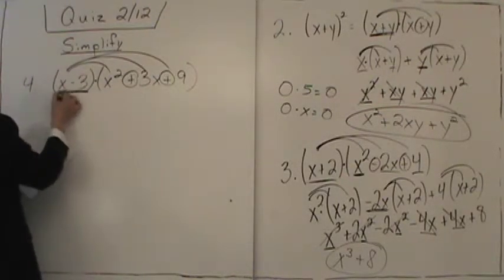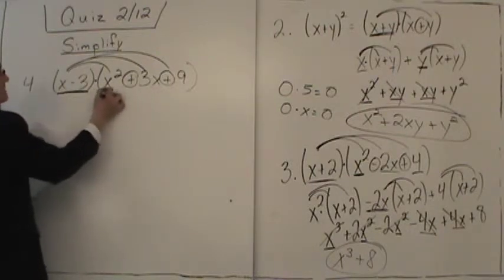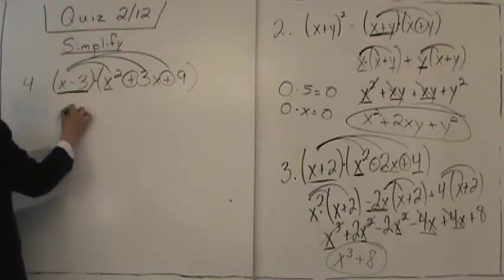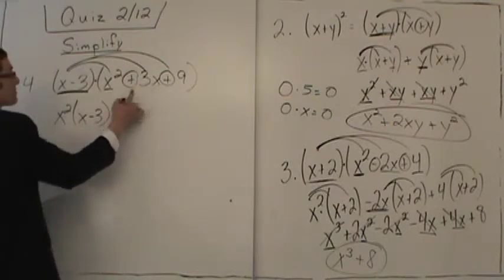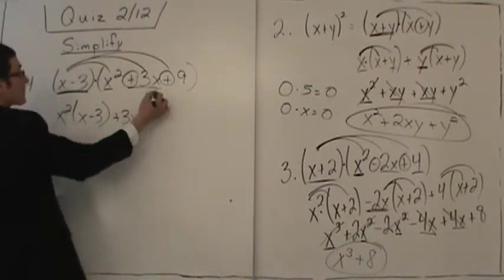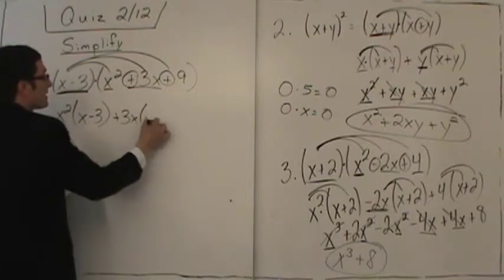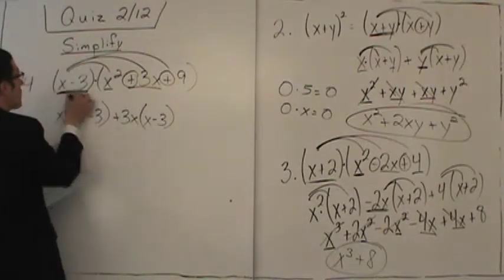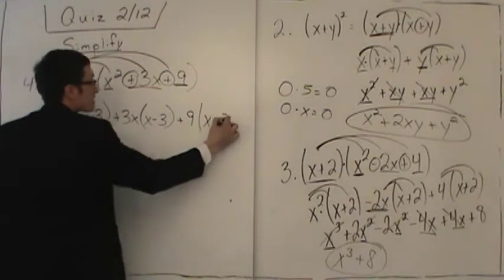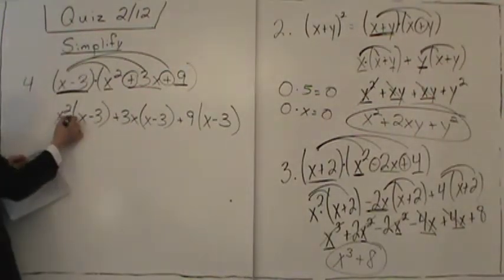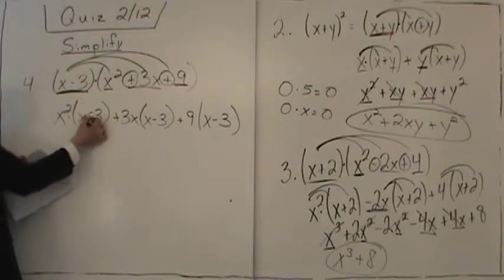Okay, so we have x squared times quantity x minus 3. Put your monomial first. Now, 3x, monomial first, times quantity x minus 3. And now the 9 first times quantity x minus 3. And notice, we're still not done with distributive property. We have multiplication meeting addition again.